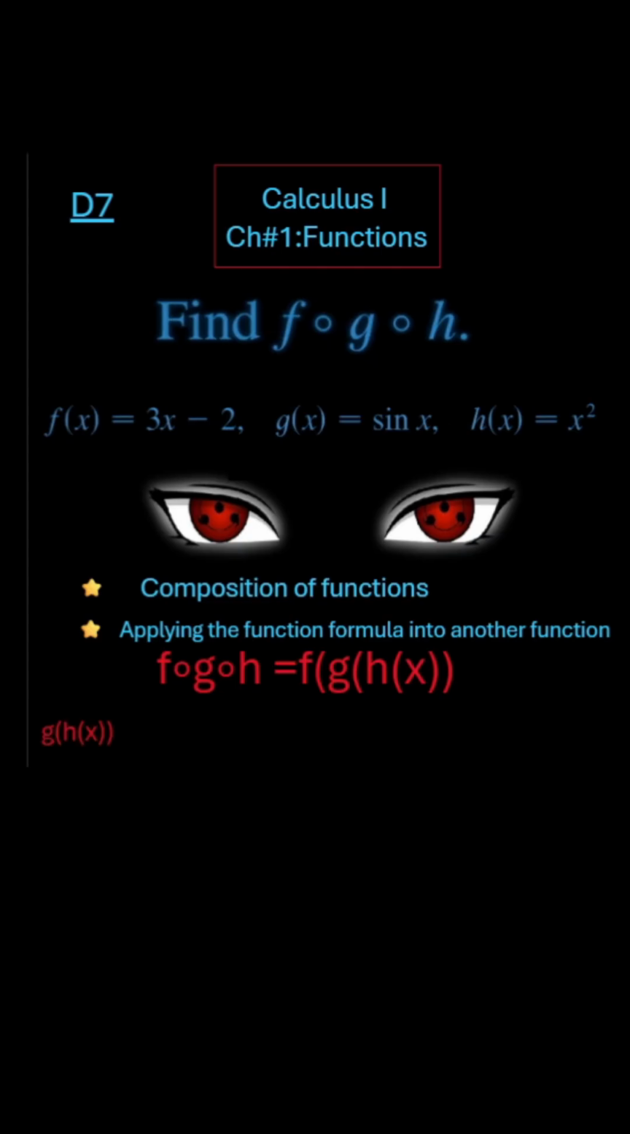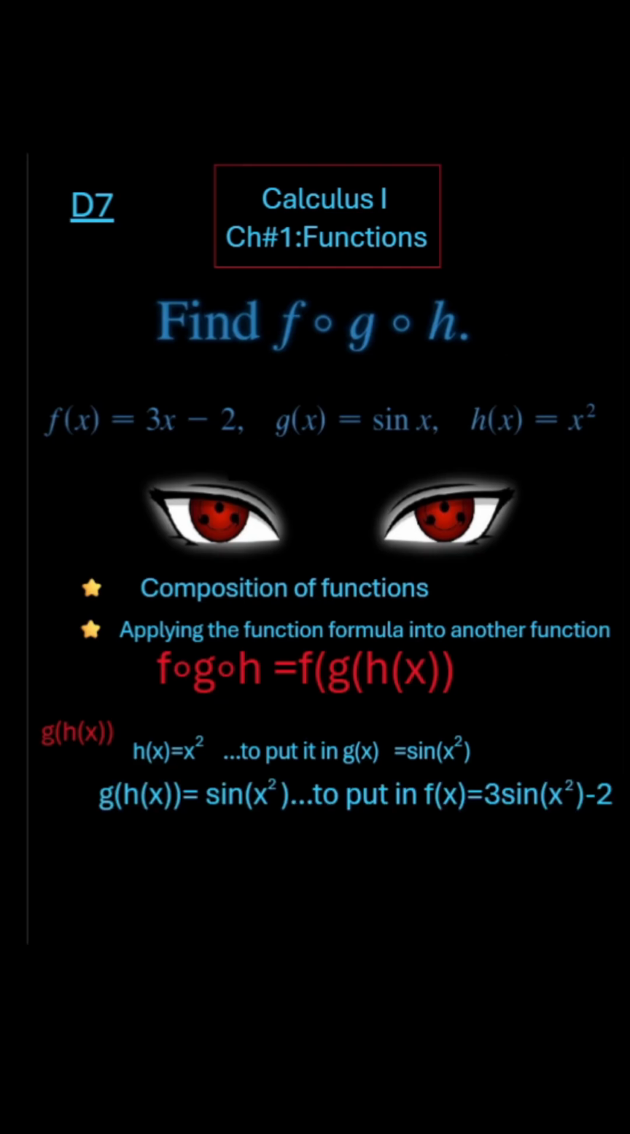This means we apply the function h into the function g by replacing each x in g by sine x, and we get sine of squared x. Next, we apply the result into the function f of x. By replacing each x in f with the term sine of squared x, we get 3 sine x squared minus 2. So the final result is 3 sine x squared minus 2. Now can you evaluate h after g after f?